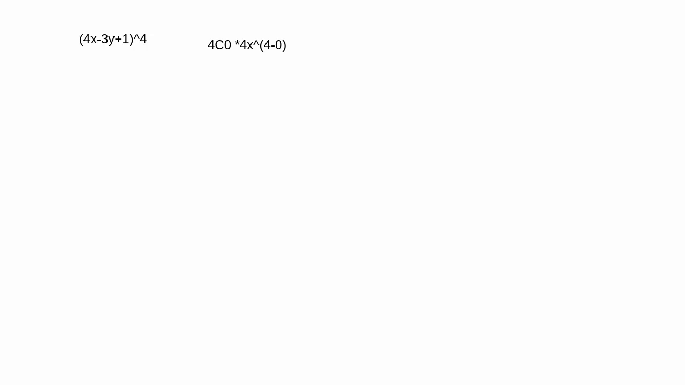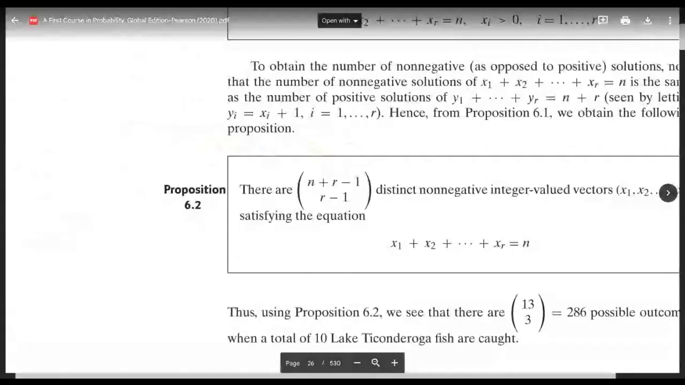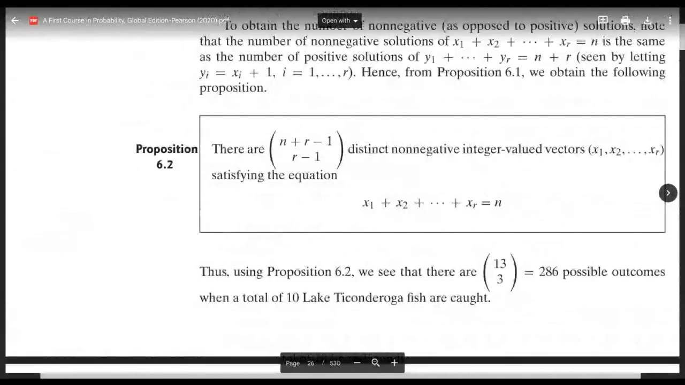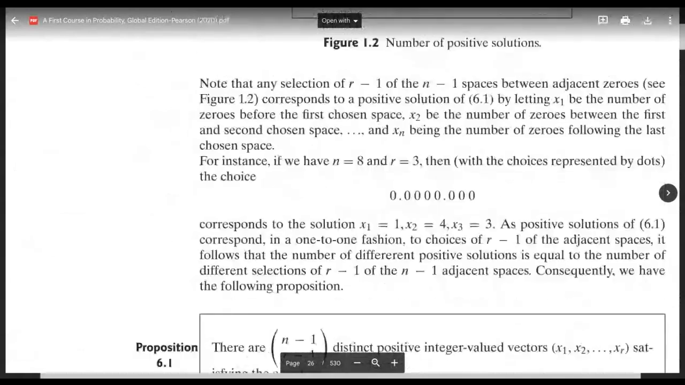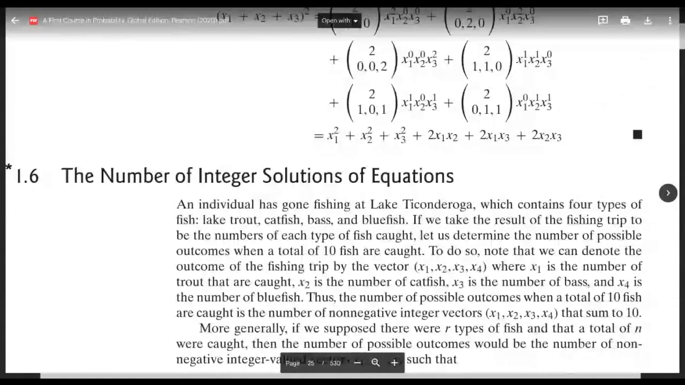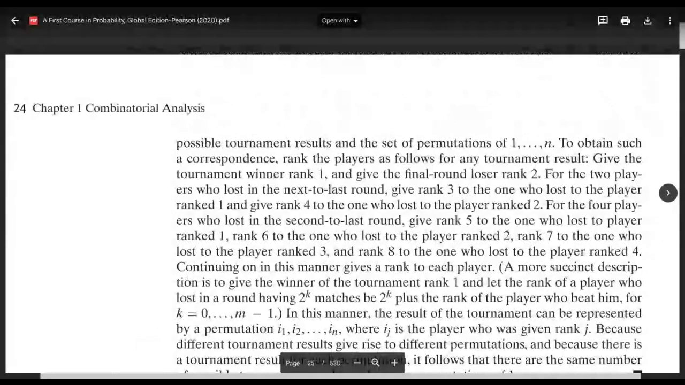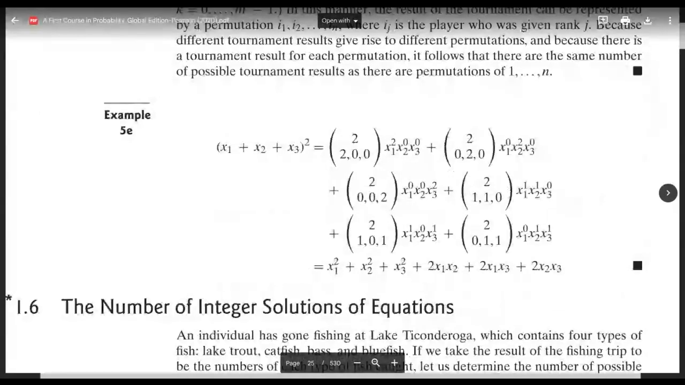Let's go to the textbook temporarily. I actually need to review myself. Okay, multinomial theorem. This is the proposition. Is it before or after? Before, yes, here. So you see yours is raised by 4.